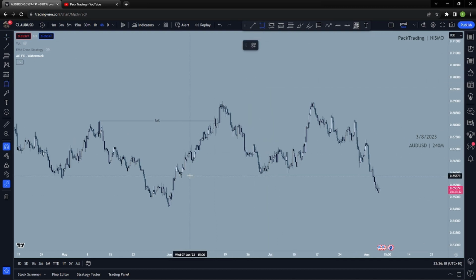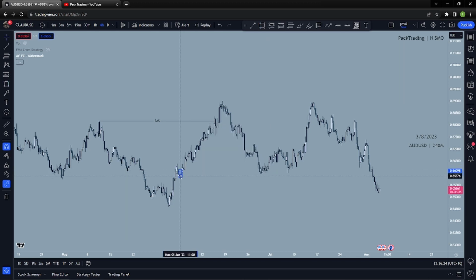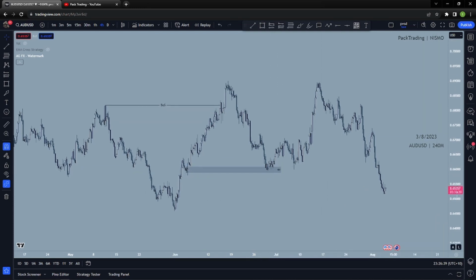So on the 4 hour, what do we see? We see a 4 hour demand right here. Okay, 4 hour demand. Sorry guys. 4 hour demand. It tapped into our 4 hour demand. What do we do now?